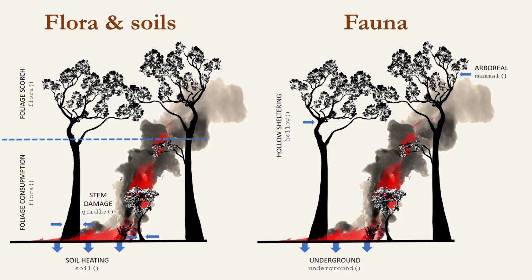In this module then, we've covered advanced techniques for modelling first order fire impacts on flora, fauna and soils. This can be achieved using the function soil to look at the soil environment, flora to look at consumption and scorch of plant foliage, girdle to look at heat penetration into stems and the potential for killing plants in that way, underground for looking at fire effects on animals sheltering underground, and the functions hollow and mammal for looking at animals that are either sheltering in hollows or mammals that are sitting in exposed situations.